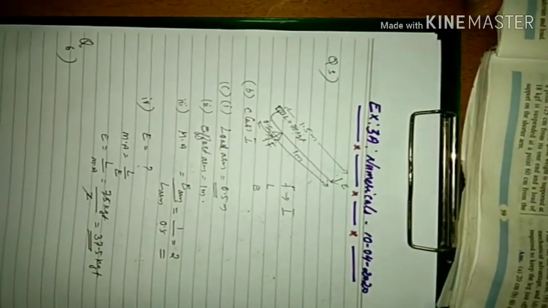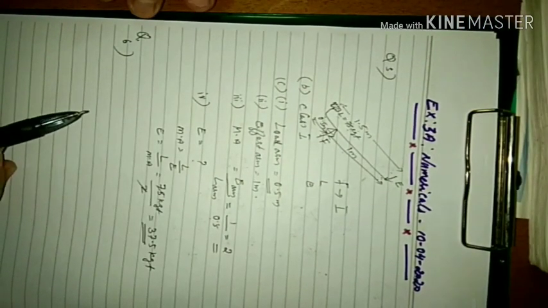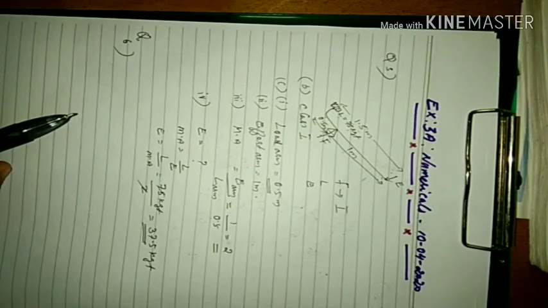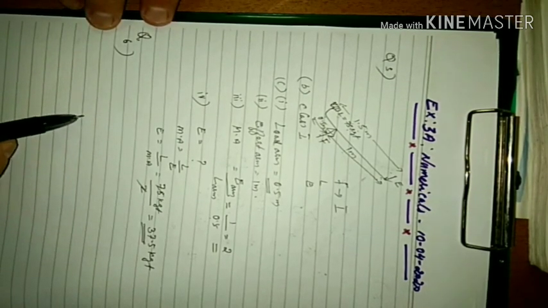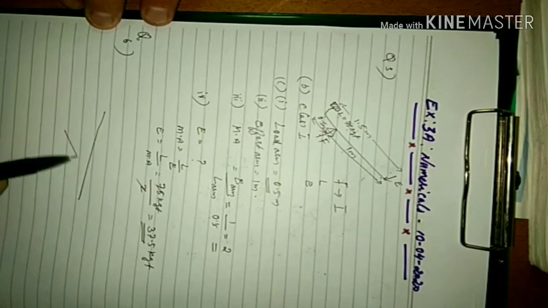Question number 6. A pair of scissors is used to cut a piece of cloth. If you don't understand the problem, try to draw a figure of scissors. Let us draw a figure of scissors.